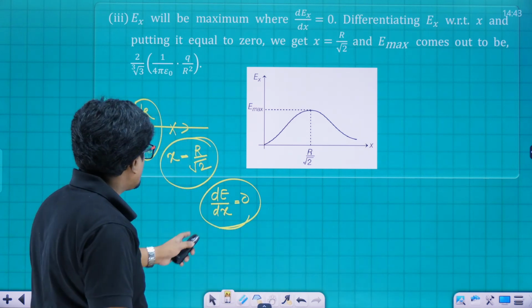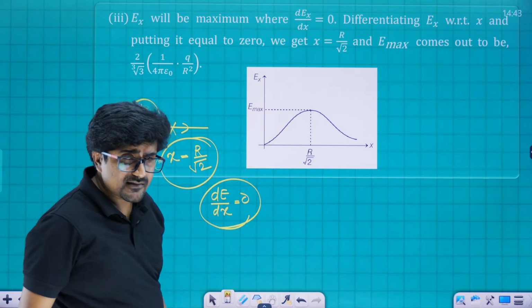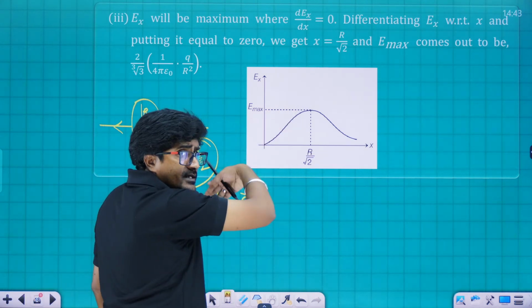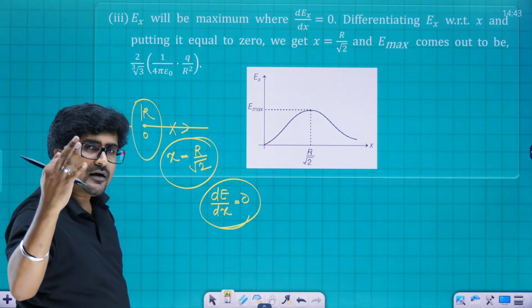All right, so this is the graphical variation that it shows. I'm just showing it here in the positive x-axis direction only. If you consider the same in the negative x-axis direction, you are going to have the mirror image of that in quadrant number 3.